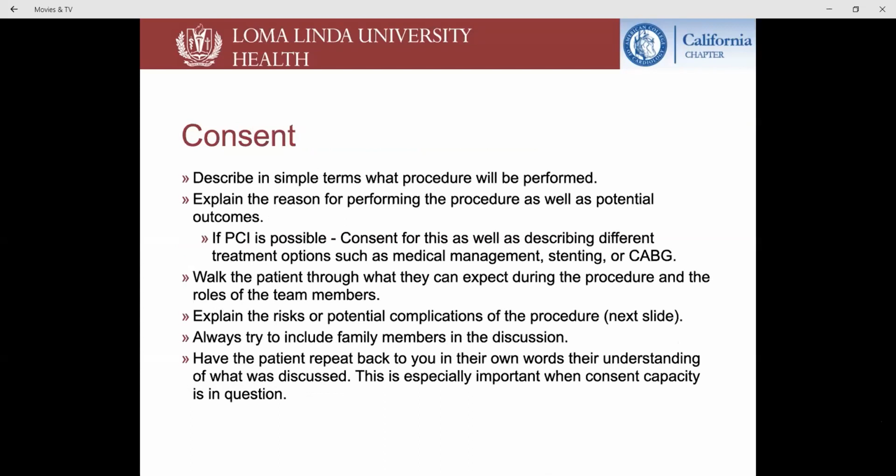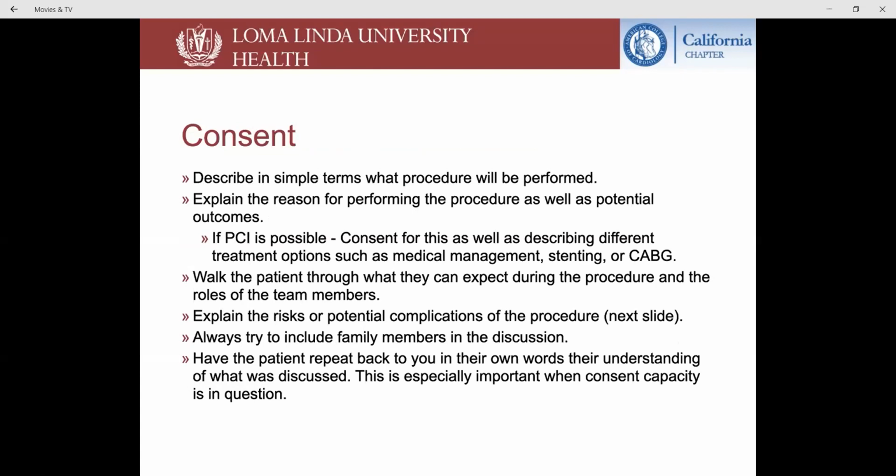Consent before the procedure should be obtained by the operator or the attending or fellow involved in the procedure unless an emergency situation does not allow this to be facilitated. This is the operator's chance to build rapport with the patient and the family, as well as answer questions and potentially alleviate stress for the patient.